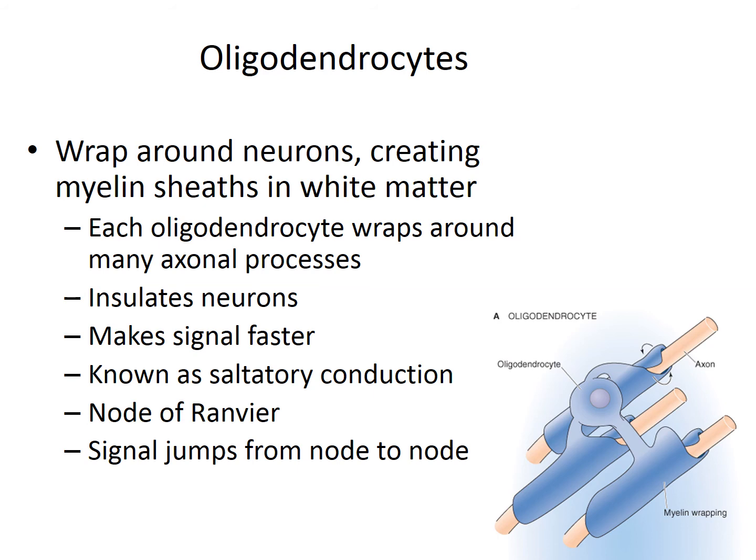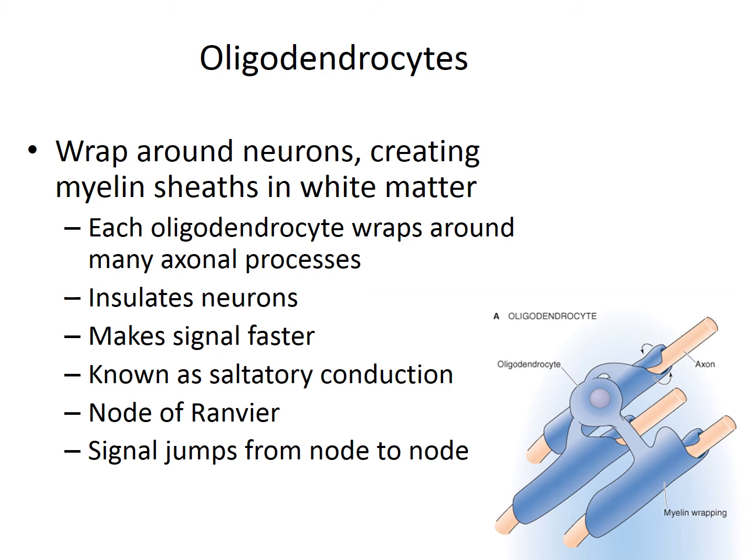Okay, so our next support cell is the oligodendrocyte, and its most important function is that they make myelin. In the central nervous system, myelin is made by oligodendrocytes, and the myelin then wraps around the axon of nerves and insulates them from any kind of injury. In addition to insulating or protecting the axon, it is also going to make neurotransmission faster.